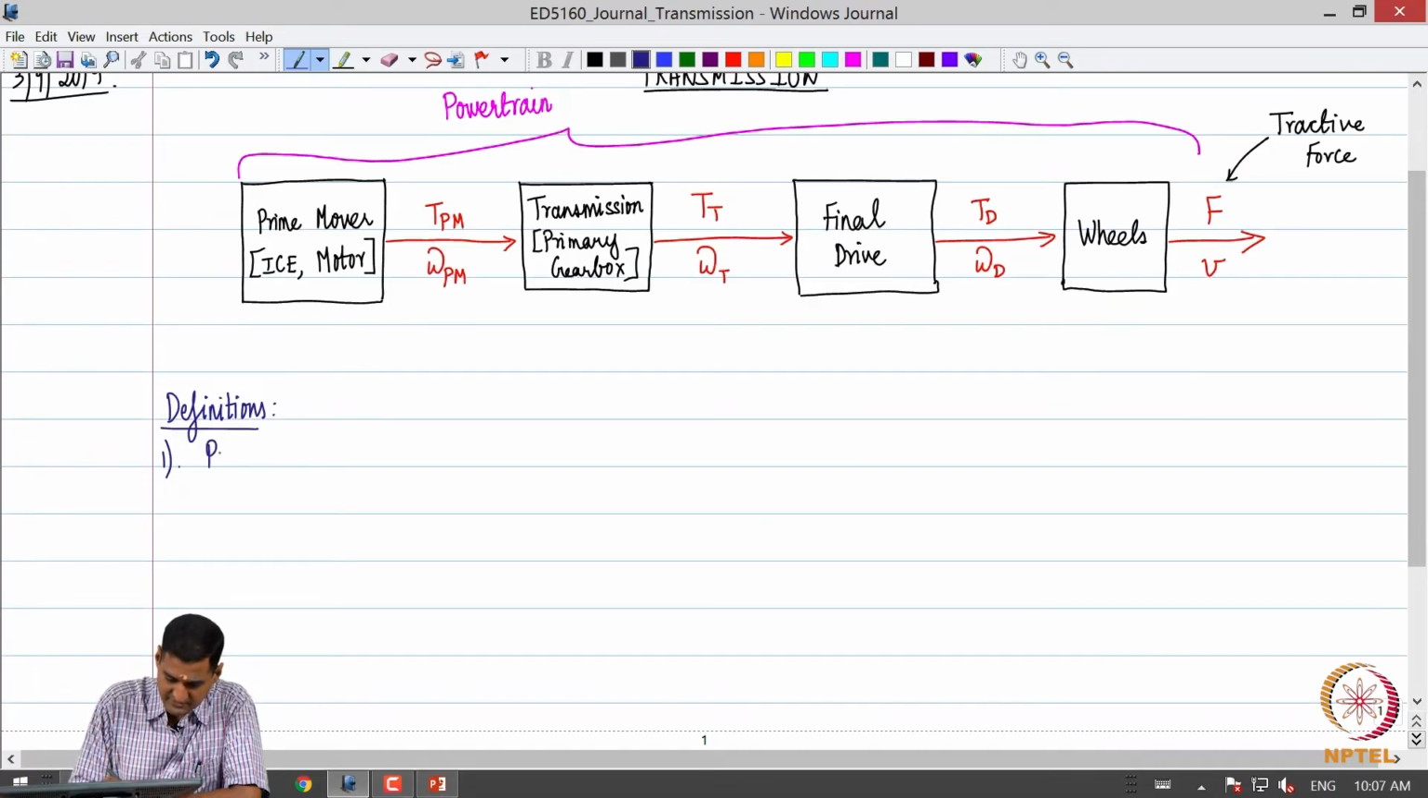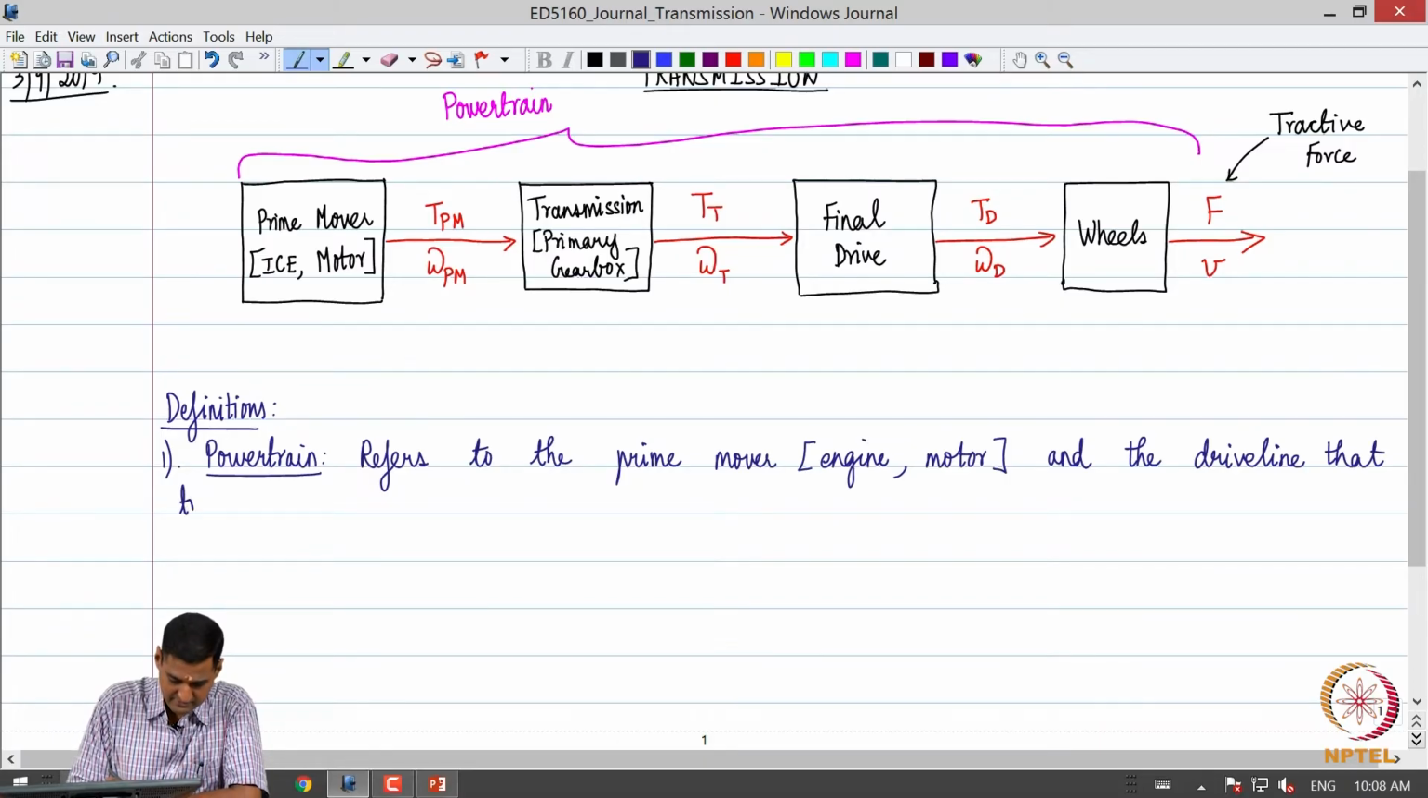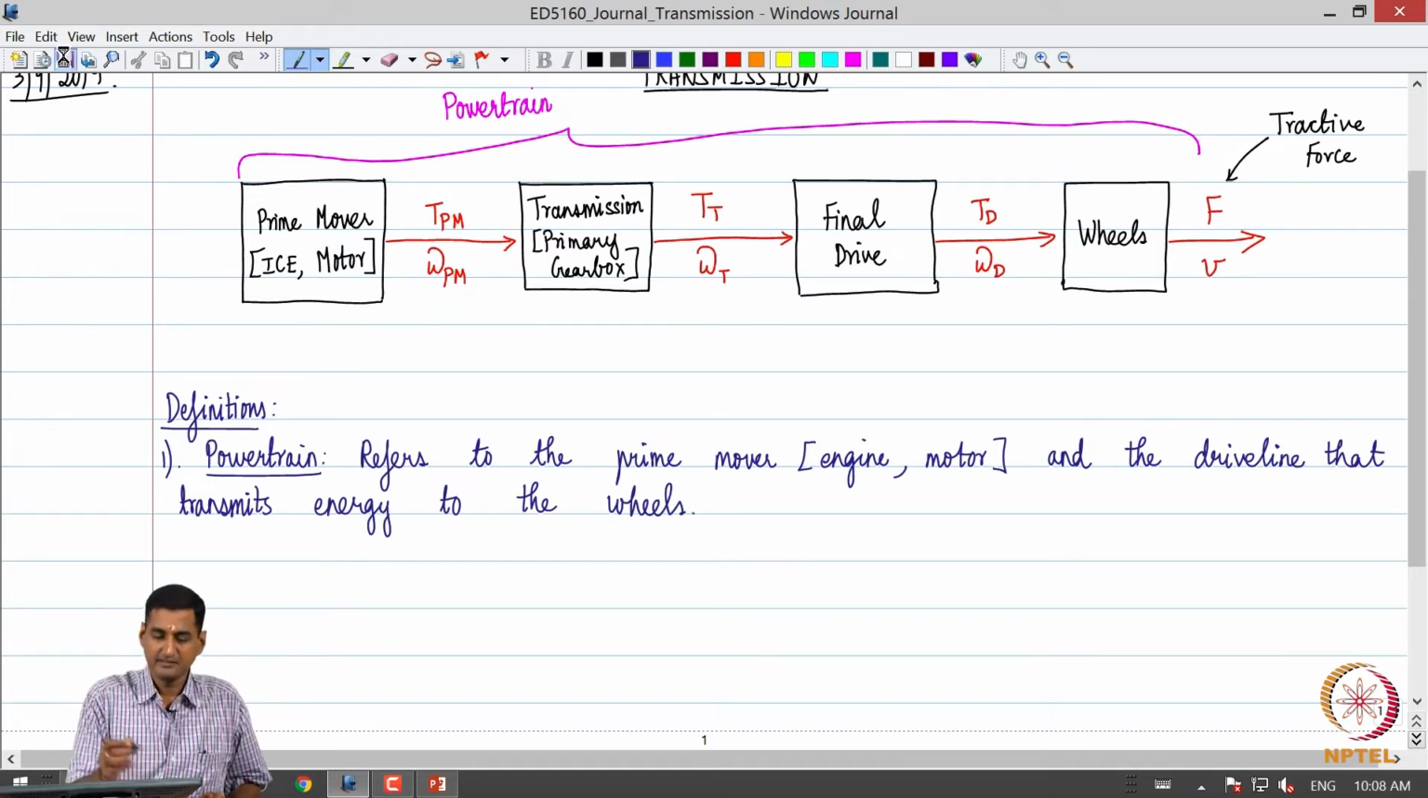The first term is powertrain. The term powertrain essentially refers to the prime mover, which can be an engine or an electric motor or a combination of them, and the drive line that transmits energy to the wheel. Okay, that is a powertrain.